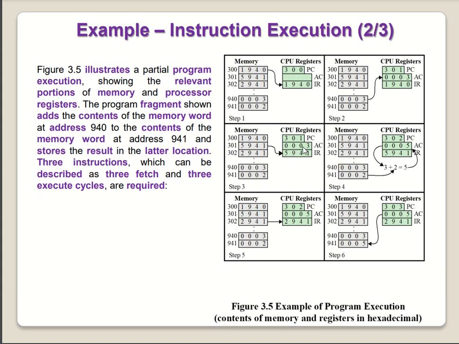AC is having 0003. What do I need to add to AC from memory? Which memory location? Yeah, you have the address. 5941. 5 means add. 941 is the address. So go to 941, take the data, add it to AC. Okay. What is in 941? 0002. AC already has 3. 941 location has 2. 2 and 3 is 5. Where is the 5? You put it back onto the AC.